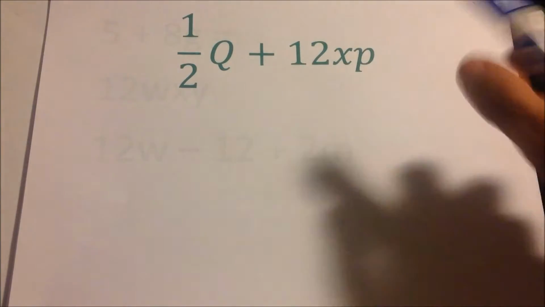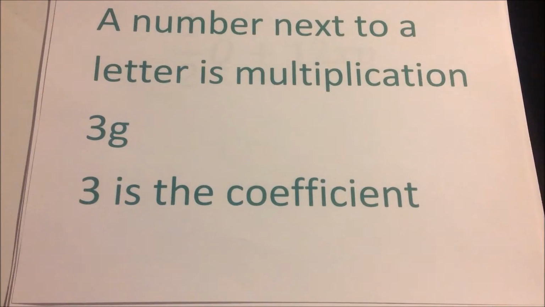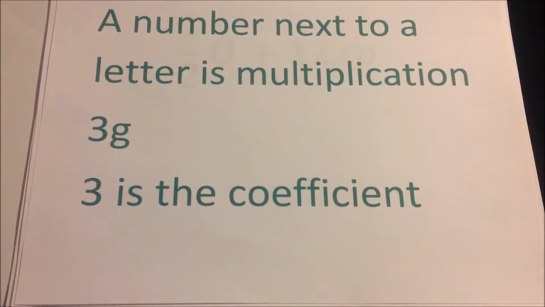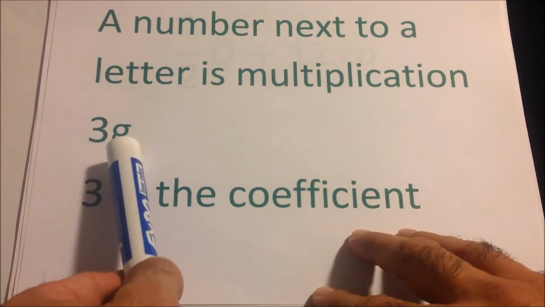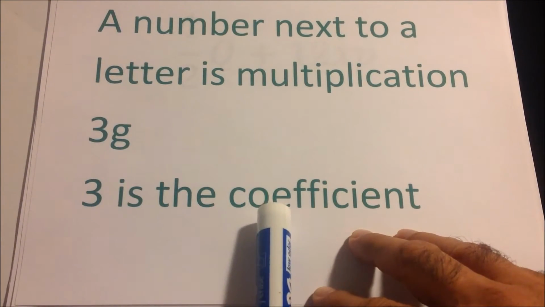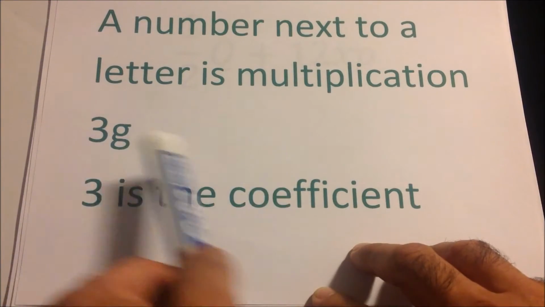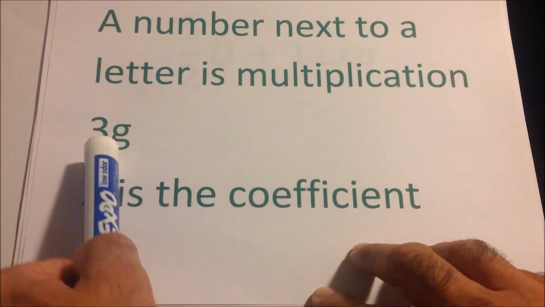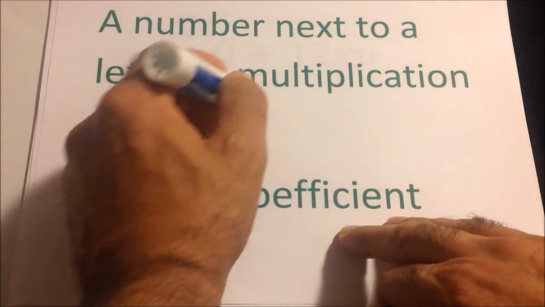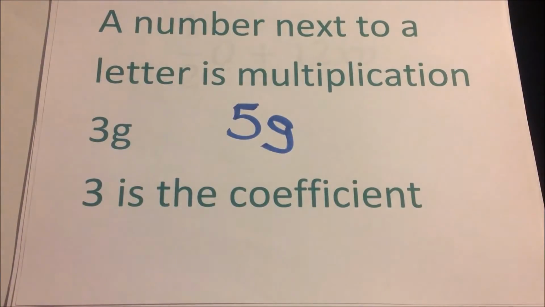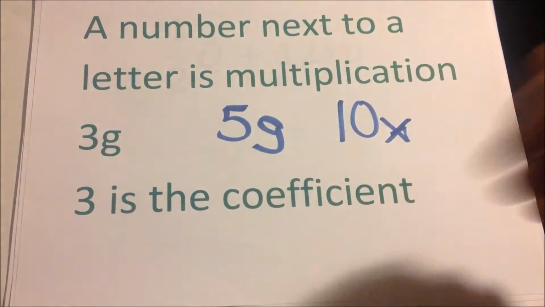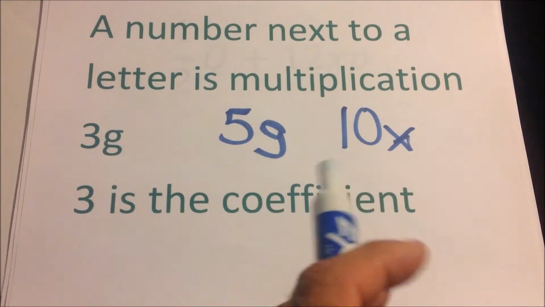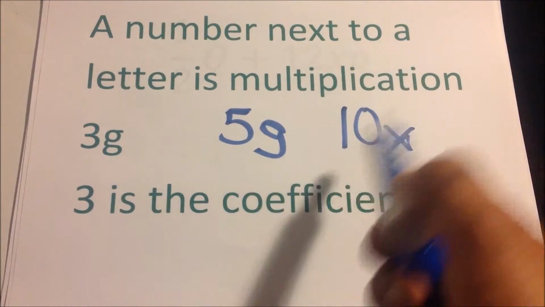Now, as you saw, you see these letters next to numbers. And we did this again in 6th grade. So a number next to a letter means you're multiplying. So here we have 3 times g. 3 times a number. 3 is the coefficient. The number next to the letter is the coefficient, and of course the letter is the variable. So this means 3 times g. What does this mean? 5 times g. And this, make that x better, 10 times x. Or you can just say 3 times a number, 5 times a number, 10 times a number.